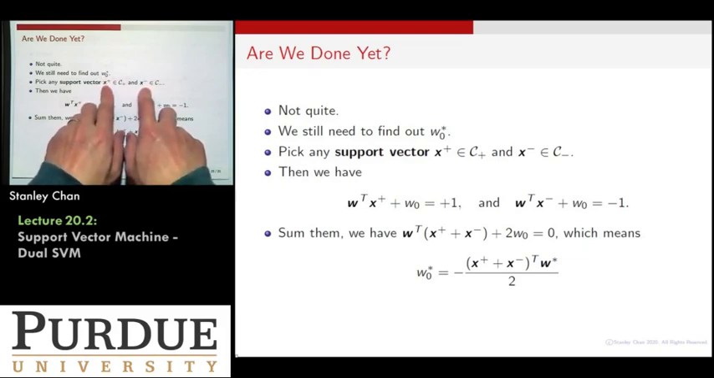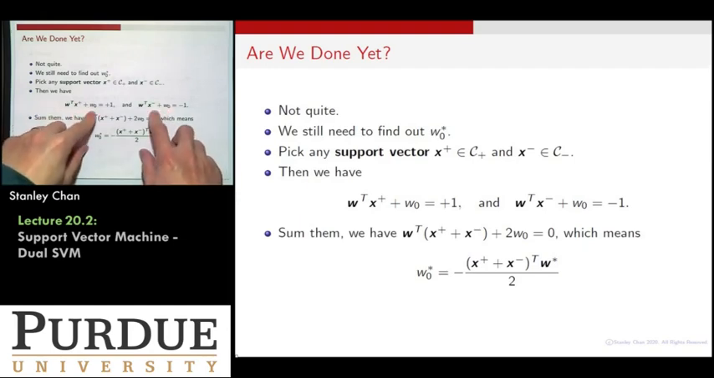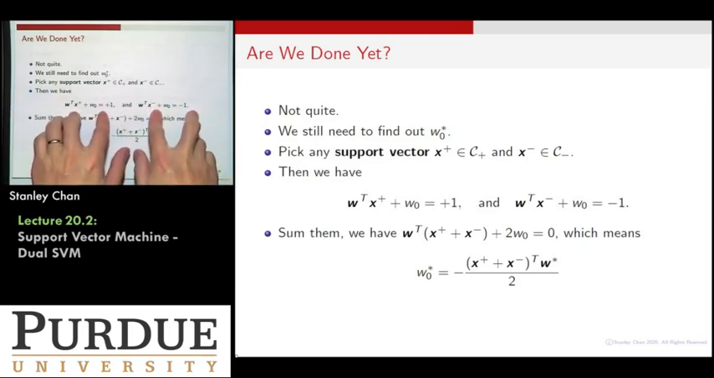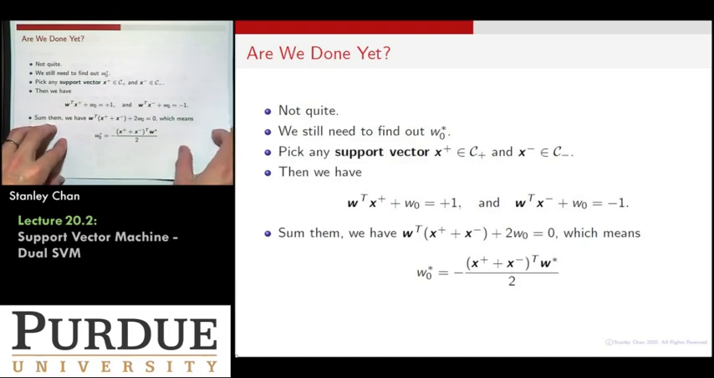Now, how do you know they are the support vectors? You look at the dual variable. If they are positive, then that point is a support vector. So you pick the x plus and x minus, and then you know that the support vectors are living right on the decision boundary, right on the margin, and so you will have this pair of equations to be satisfied. Because x plus is on the positive margin, and x minus is on the negative margin, they will satisfy these, and so you sum them up, and then you can show that W0 star will equal to this quantity.